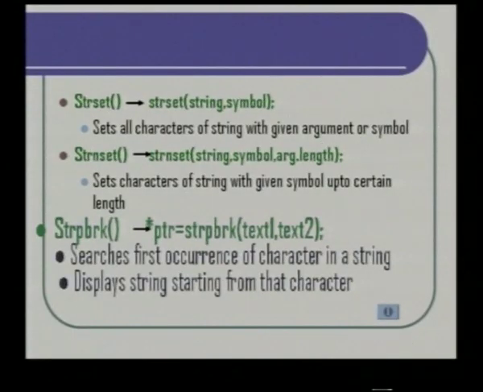The strpbrk function does two things. It first searches for a character, and from the first occurrence of that character, it prints the rest of the string. For example, if I say "I am working", and I want only "working" to be printed, then I can give the character as W. The compiler will search for the letter W in the string and from the W it will print the rest of the string. So, to extract some part of a given string, we use this strpbrk function.